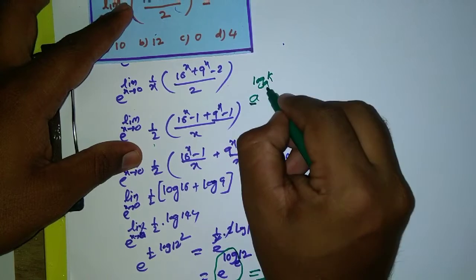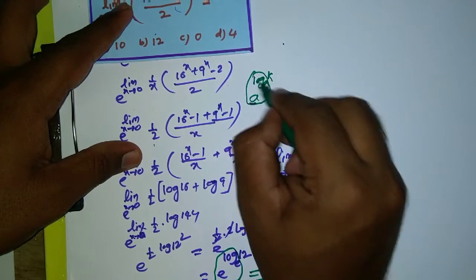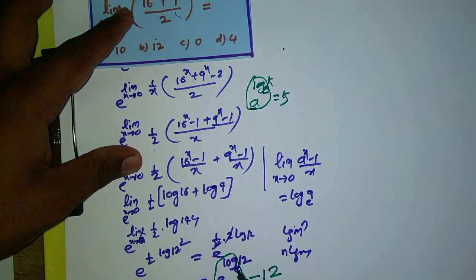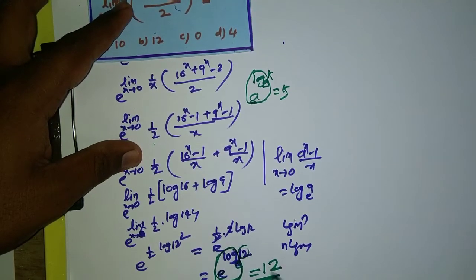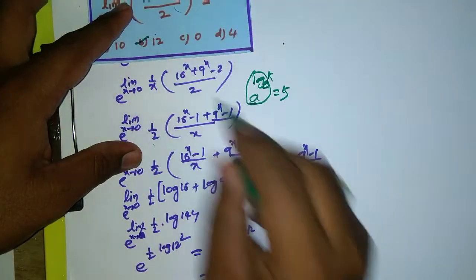So if this base and this base are the same, in such a case your answer is always what here? k. Here base is e, this guy is also e, this guy completely cancels here. Your answer is what here? 12. Hence option number B is correct here.